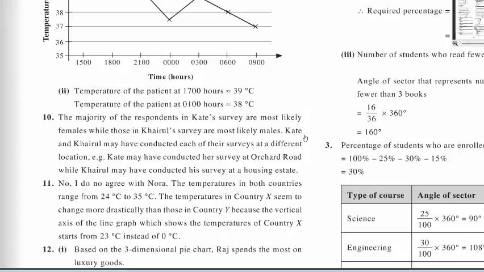Okay, another possible reason, a second reason, would be that Kate and Kairu might have conducted their surveys at different locations. If you conduct your survey at Orchard Road, most people will love shopping. But if you conduct your survey at a housing estate, most people don't quite like shopping. Okay, so these are 2 possible reasons. Of course, I do accept other answers that are logical.